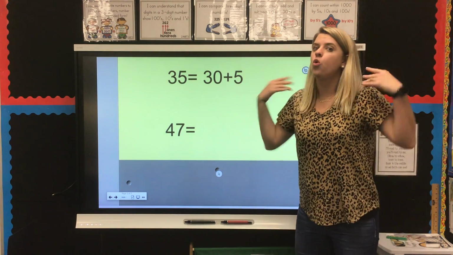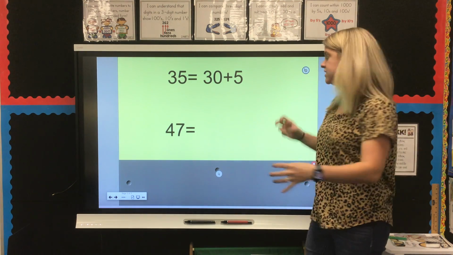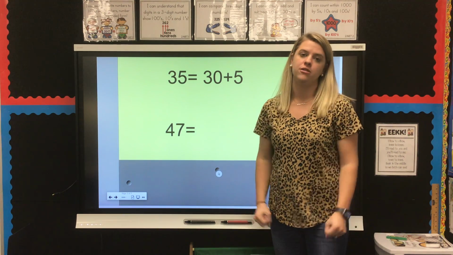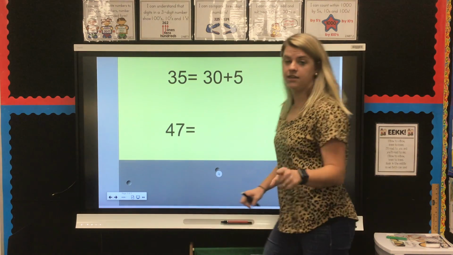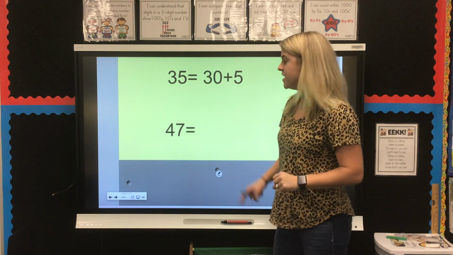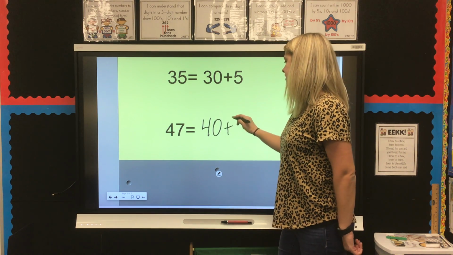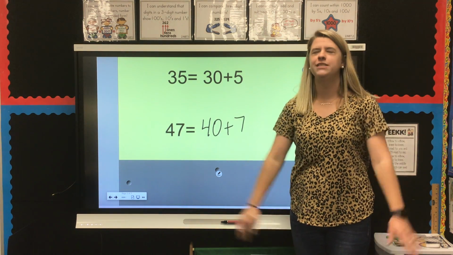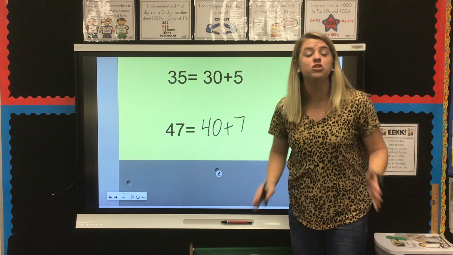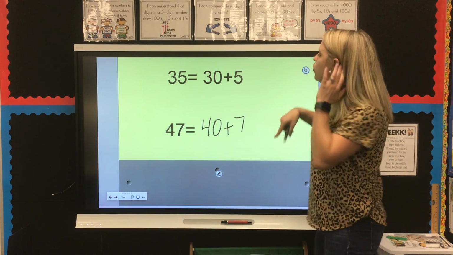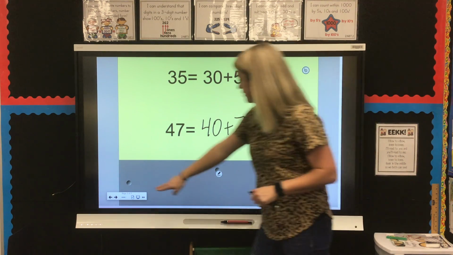47 equals what? Remember, we're decomposing those numbers, or we're breaking them down into tens and ones, but the value of those, expanded form. If you haven't finished yet, pause the video. Okay, did you write that 47 is equal to 40 plus 7? If you did, kiss your brain, because you know exactly what you need to know to be able to do this lesson today. All right, so we're going to work today more on expanding those numbers and decomposing them, okay?